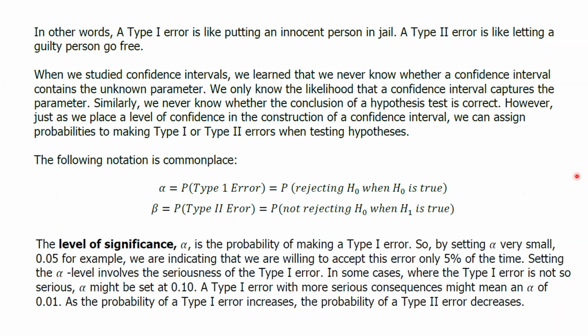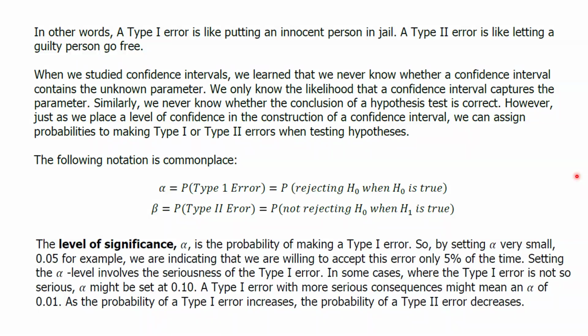All right. So when we studied intervals, we learned that we never know whether a confidence interval contains the unknown parameter. We only know the likelihood that a confidence interval captures the parameter. Similarly, we never know whether the conclusion of a hypothesis test is correct. However, just as we place a level of confidence in the construction of a confidence interval, we can assign probabilities to making type 1 or type 2 errors when testing hypotheses. So the parallel here is that with confidence intervals, we're 95% confident, but we might be in that unlucky 5%. With hypothesis tests, we control our error rates, but we might still make a mistake.